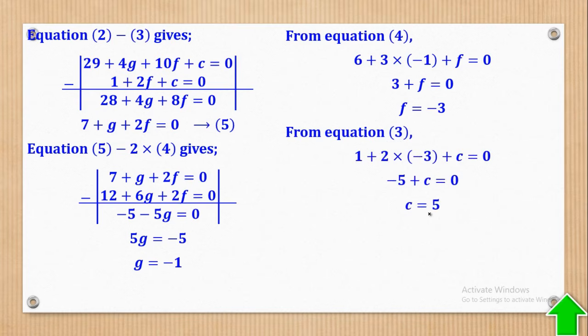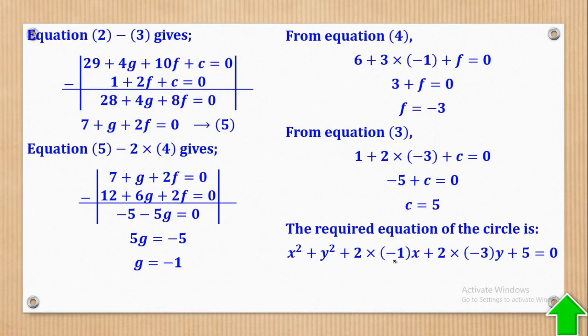So now I have got the value of g, the value of c, and the value of f. Therefore, I will go back and say that the required equation of the circle is this, by replacing where there is g with -1, where there is f with -3, and where there is c with 5. When I simplify, I'll come up with the required equation of the circle. So basically, that is how they go about such questions.